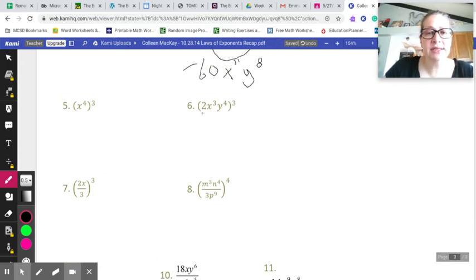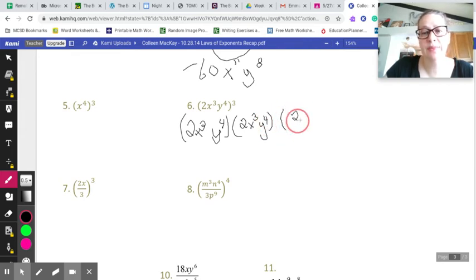So let's look at number 6. When you're raised to the third power, it actually means 2x to the third, y to the fourth, times 2x to the third, y to the fourth, and 2x to the third, y to the fourth. So when it's raised to the third power, on the outside of the parentheses, it means you're going to write it that many times. So I'm going to do 2 times 2 times 2. 2 times 2 is 4. 4 times 2 is 8.